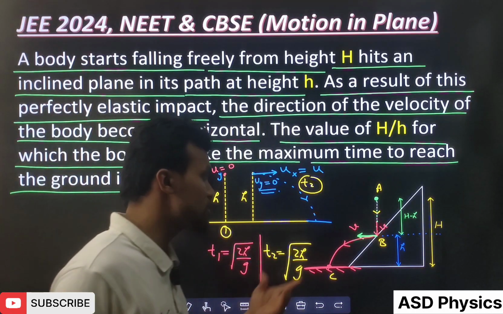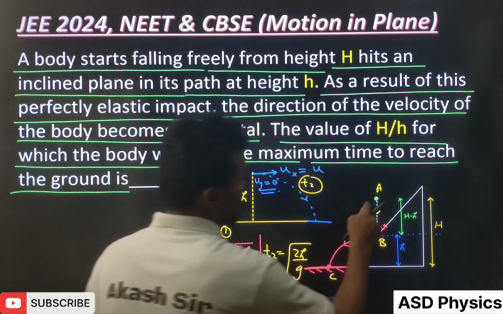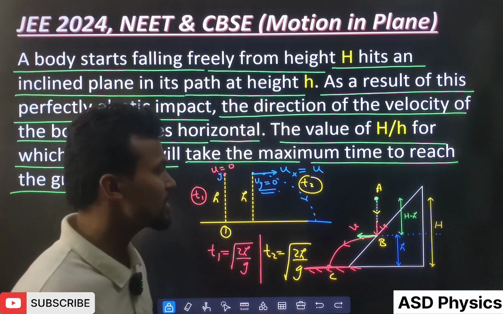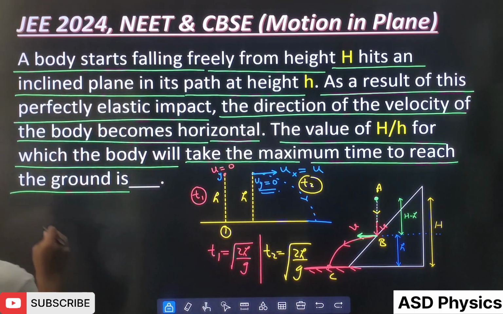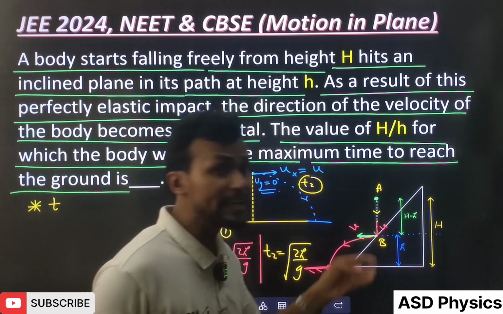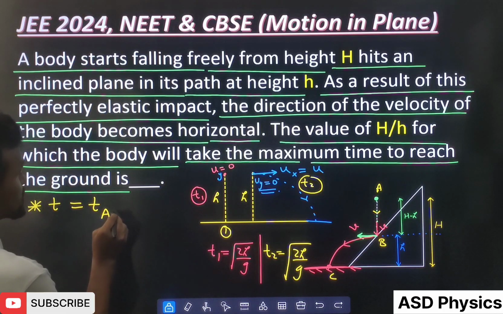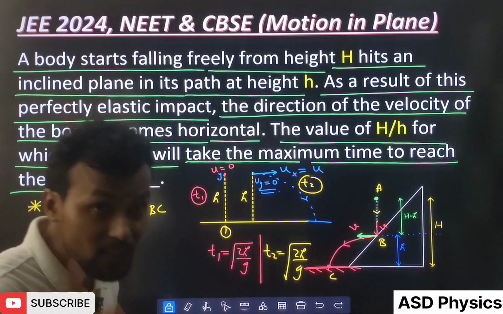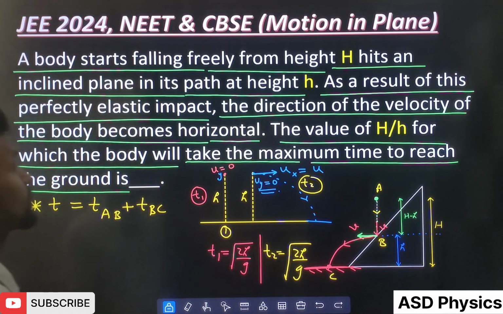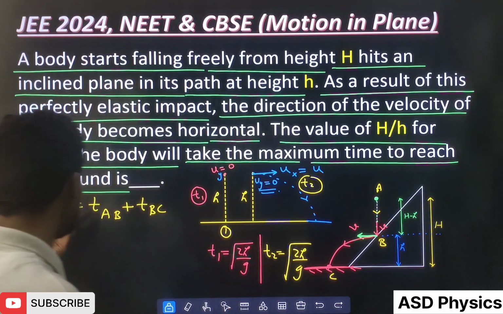But how to use this concept here? You can see very well, from A to B some time is taken, and B to C also some time is taken. So what can I write? The total time is the time taken to move from A to B plus the time taken to move from B to C. And in the question, they are asking for the value of capital H by h for which this time T should be maximum.